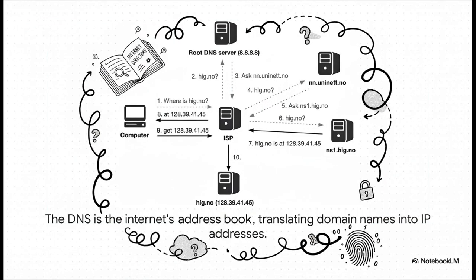Now, how does your computer even find those IP addresses in the first place? It uses something called the Domain Name System, or DNS, which is basically the internet's giant address book. When you type in a website, your computer asks its local provider, which might then ask a root server, which points it to another server, and on until it finally gets the right IP address. It's this incredible hidden process that happens in just milliseconds.